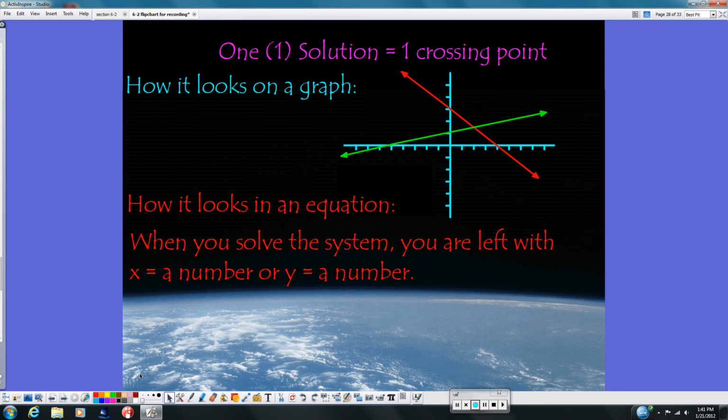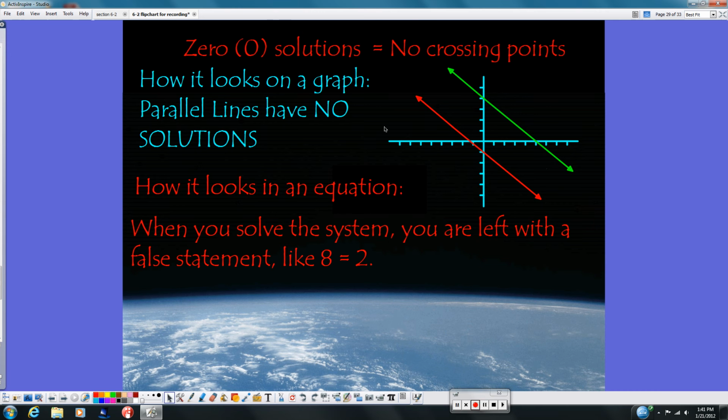When we did this with graphing, one solution looked like this, where we had one intersection point. How is it going to look in an equation? Well, it's going to look like the systems that we've solved the last 2 days. When we solve the system, we're left with x equals a number or y equals a number. That means we have one solution.